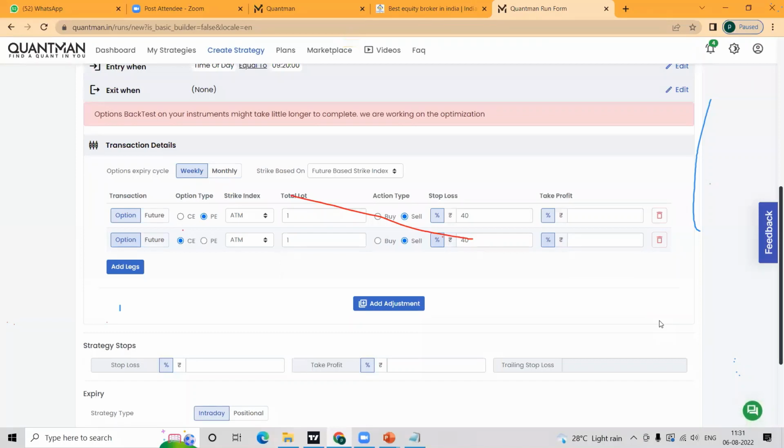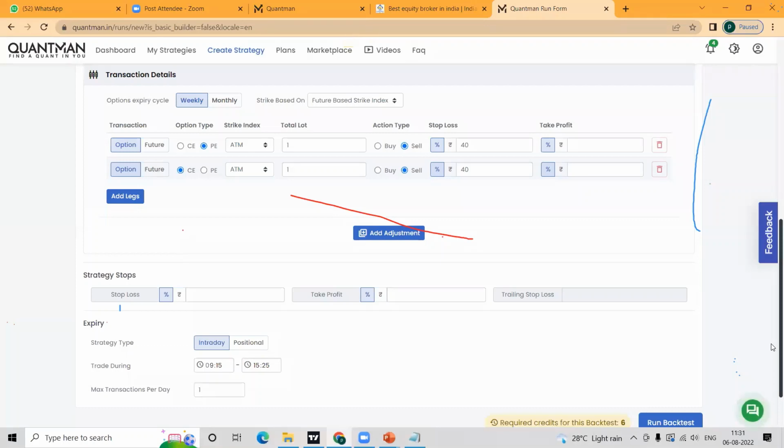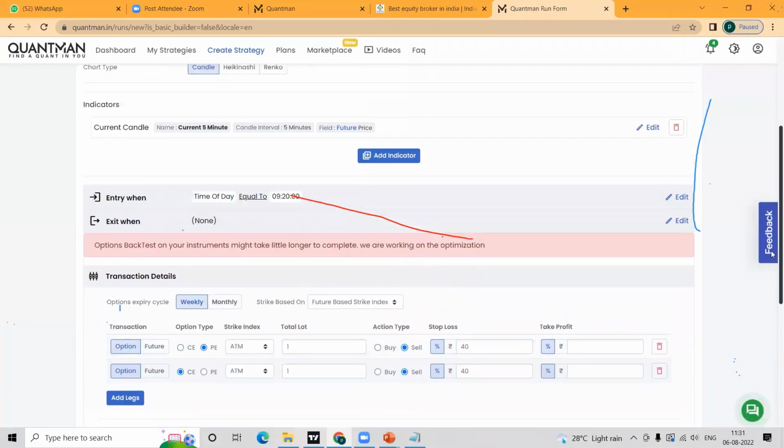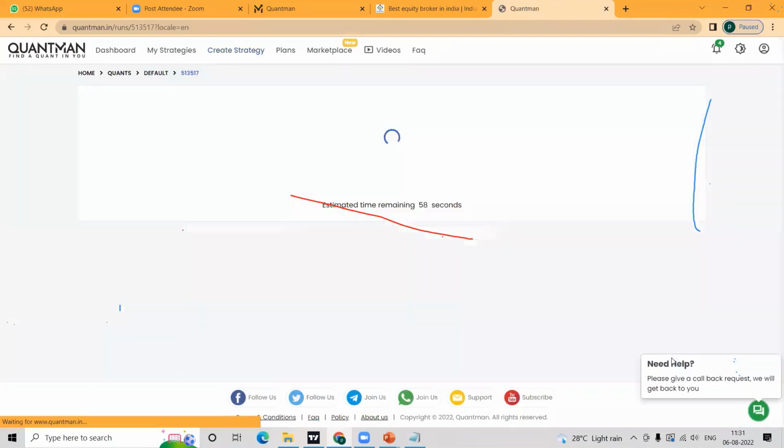They set the limits also, the same way we are setting the stop loss limit of 40%. At the money call, at the money put, I sell both. What is the logic? 920. Intraday or positional? I choose intraday. I click the run backtest button.